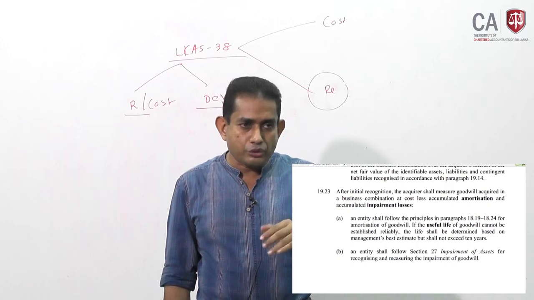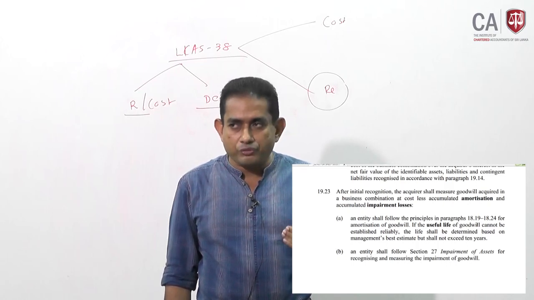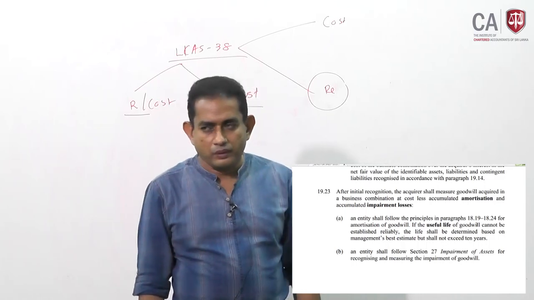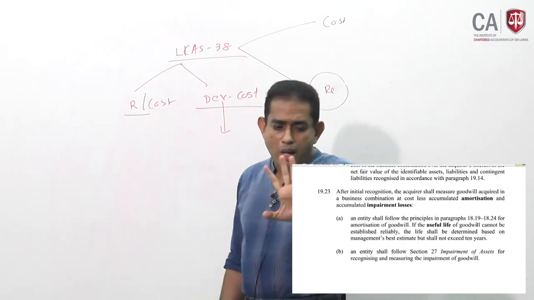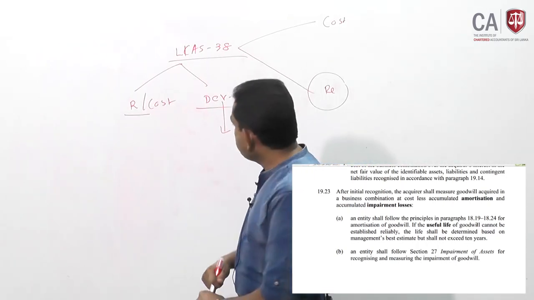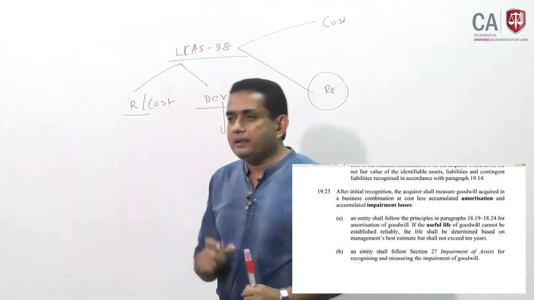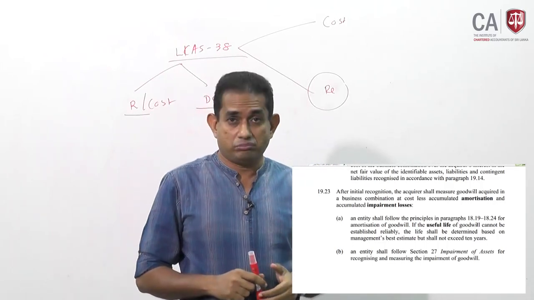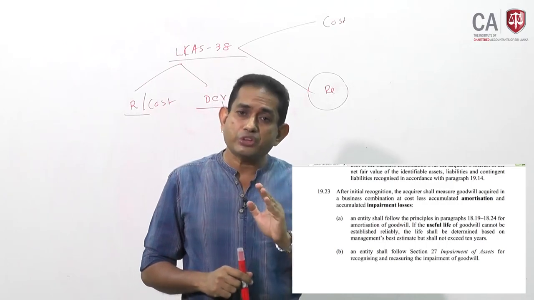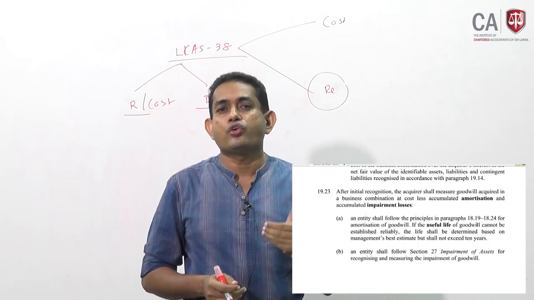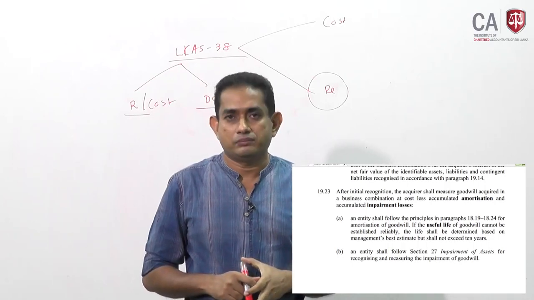Without it being amortized, you need to conduct impairment reviews for the goodwill arising in business combinations annually. And that requirement has further been simplified in SLFRS for SME. If the goodwill is arising in a business combination, like in a consolidation, what you must do is not to test it for impairment annually, you need to go on amortizing that goodwill.